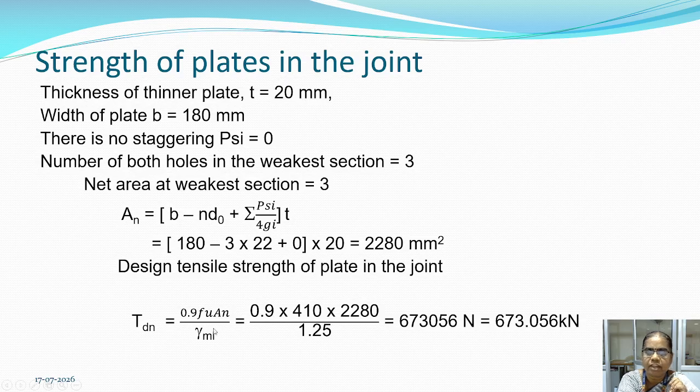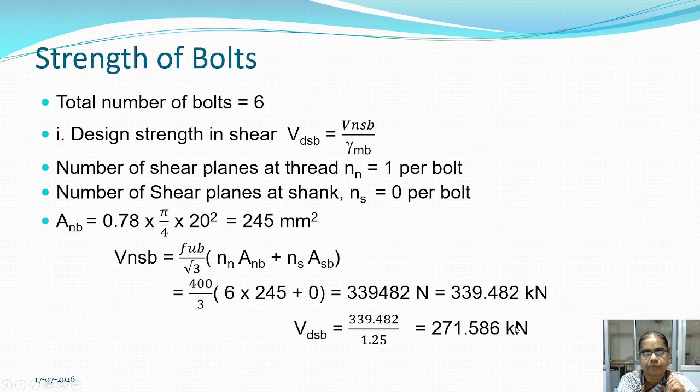The design strength of plate in the joint formula is Tdn equals 0.9 fu An divided by gamma m1. Substituting all the values, we get 0.9 into 410 into 2280 divided by 1.25. The strength of plate in the joint equals 673.056 kilonewton.